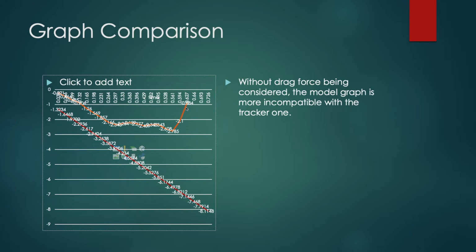Here, this is a graph with a model without the consideration of the drag force, which means only gravity exists here. You can see a greater inconsistency in this graph, as this is not a perfect simulation of the real situation or physics model.